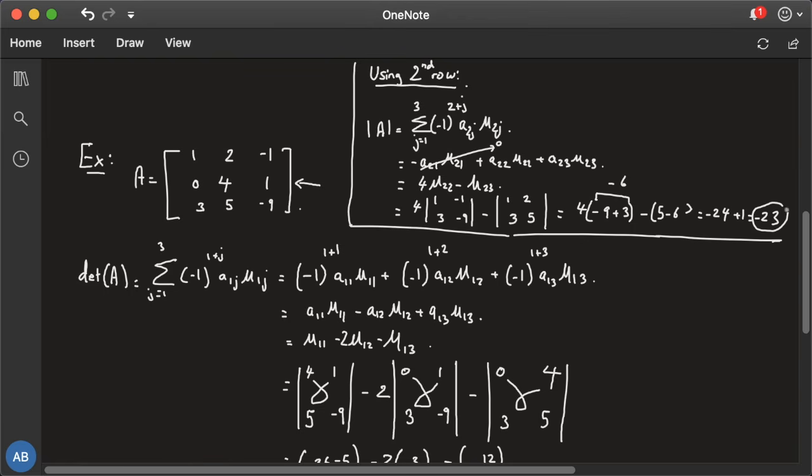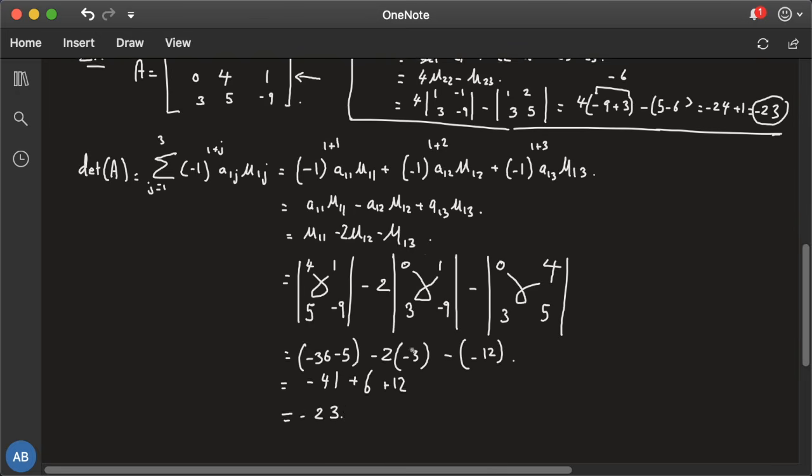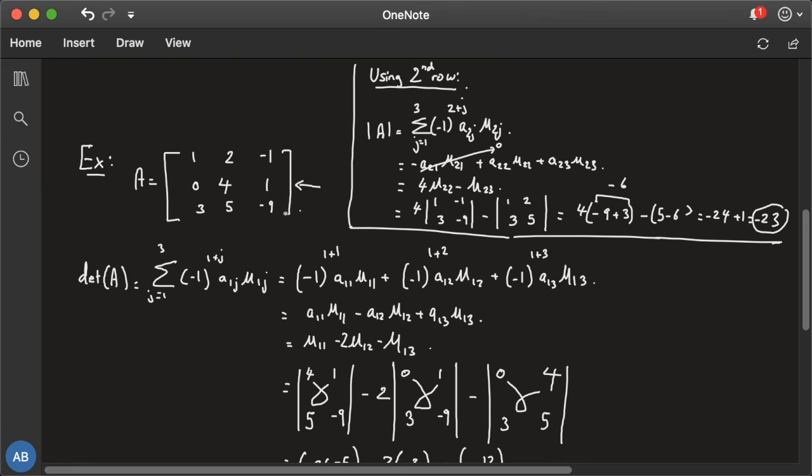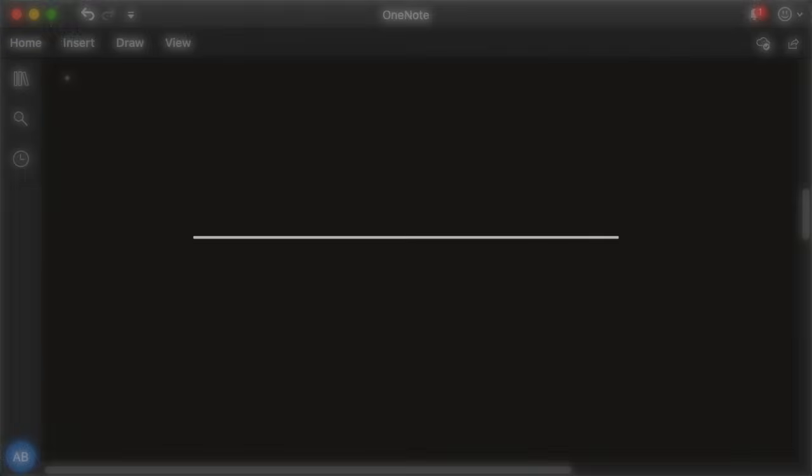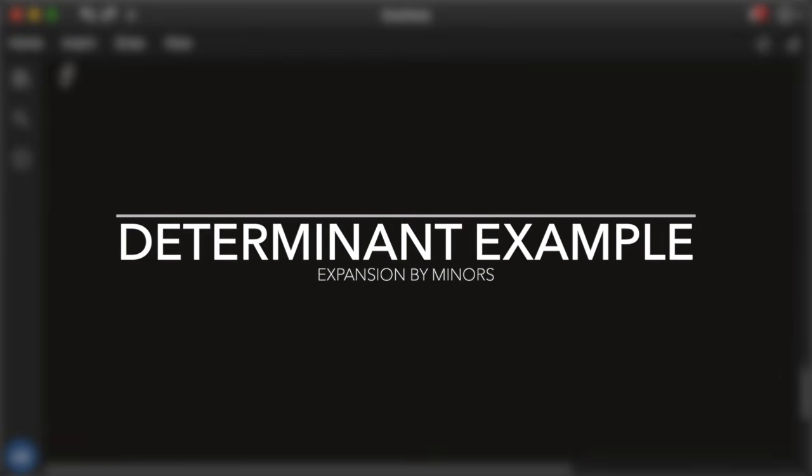Hence, we got the same determinant using different rows, right? Well, as practice, you can compute the determinant using the third row and verify that you get minus 23. Another example would be on the following remark. So this remark might come in handy someday.